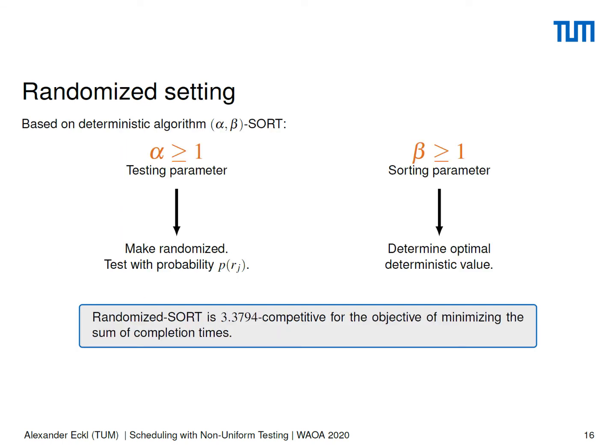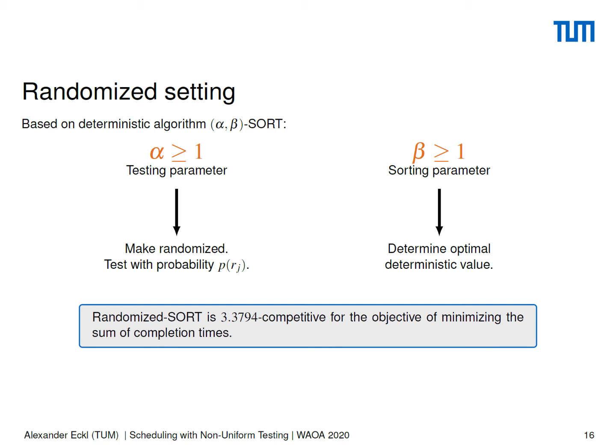Before we conclude this talk, let me briefly mention 2 other algorithms that we considered in our paper. First is the randomized setting. Based on the deterministic algorithm alpha-beta sort, we have constructed the so-called algorithm randomized sort, which takes the testing parameter alpha and makes it randomized, such that we test with a certain probability given by P of Rj. This means it still depends on the ratio between the upper bound and the testing time. The sorting parameter beta is not made random. Instead, we determine the optimal deterministic value based on the probability function P of Rj.